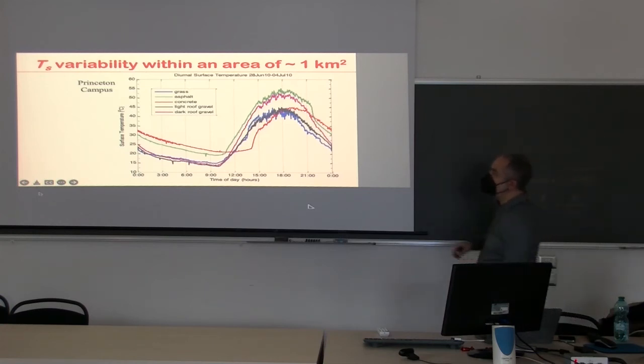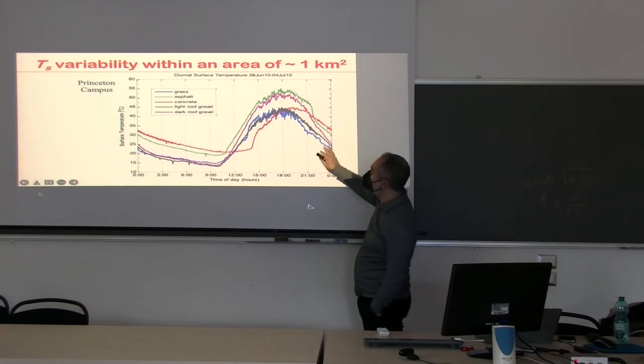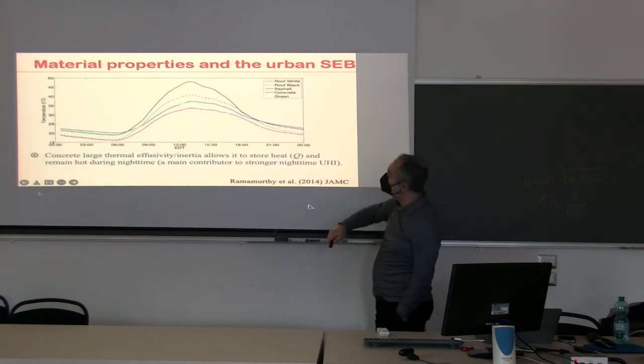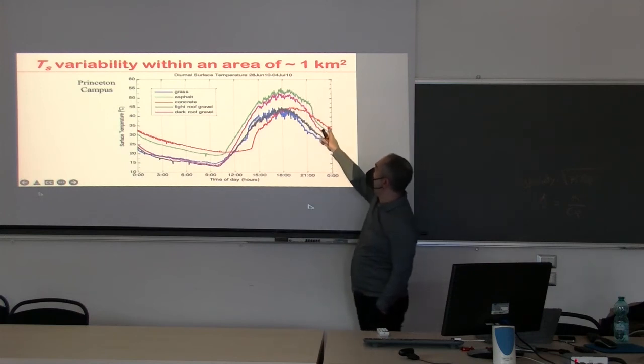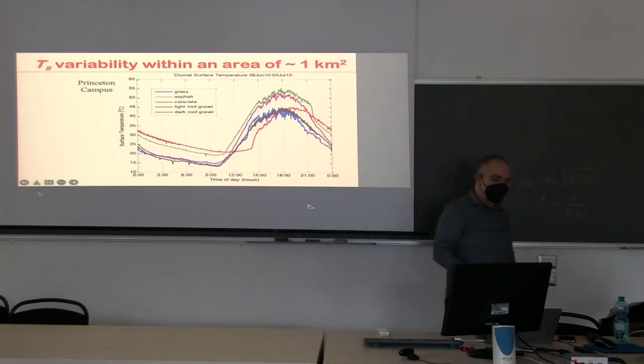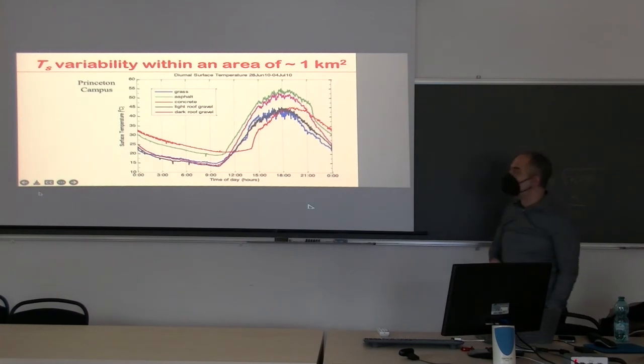This is also the same observation for concrete over the Princeton campus. So this was a model. This is a sensor network observation. Again, concrete remains the hottest during the night. And when your model, at least qualitatively, matches your observations, you're usually happy.